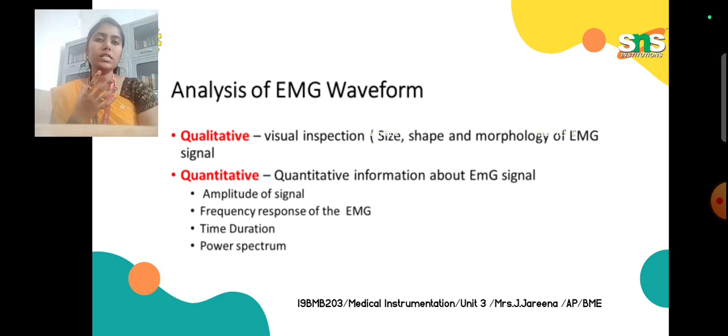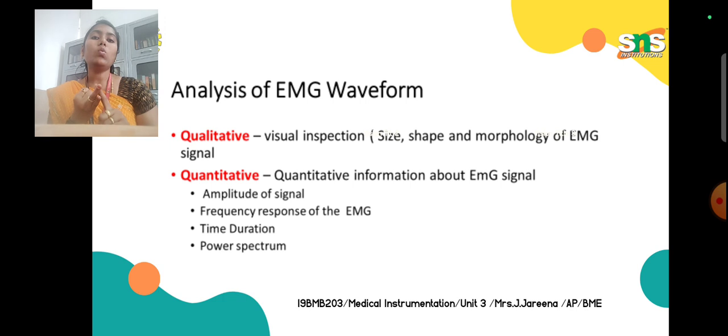Qualitative analysis means that just by seeing the morphology or structure of the signal, or by means of visual inspection, we can identify what the problem is with that muscle. Just by looking at the size, shape or morphology of the EMG signal, we can reach some conclusion about what kind of problem that muscle could have. That is the qualitative analysis, the first and basic analysis we do before getting into further steps.